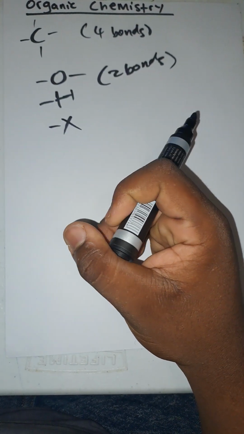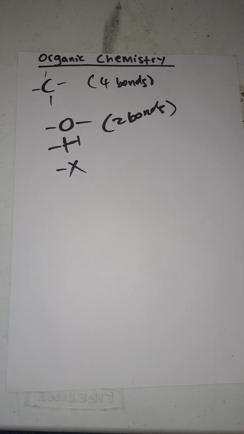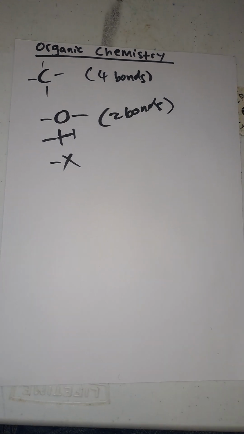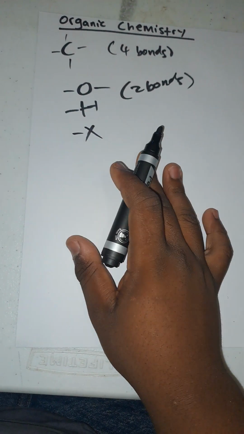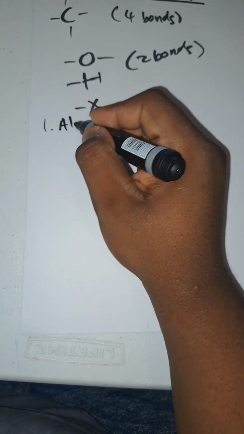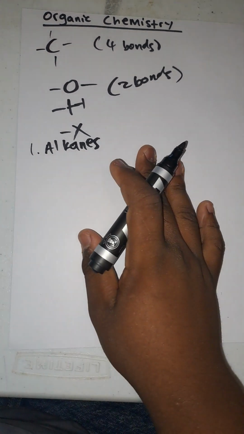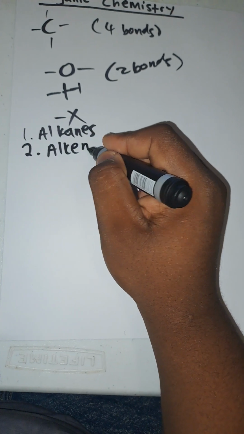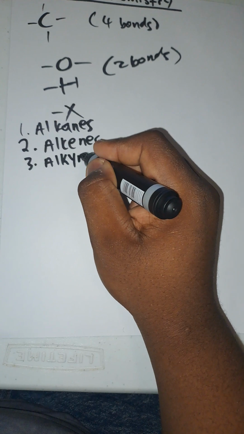The next thing you'll have to know is that we have what is called a homologous series. There are 9 different groups in the homologous series that you're going to be dealing with. It is the classification of organic molecules according to the homologous series. The first one is alkanes. I'll be doing separate videos on these things. Alkanes, alkenes, and then alkynes.